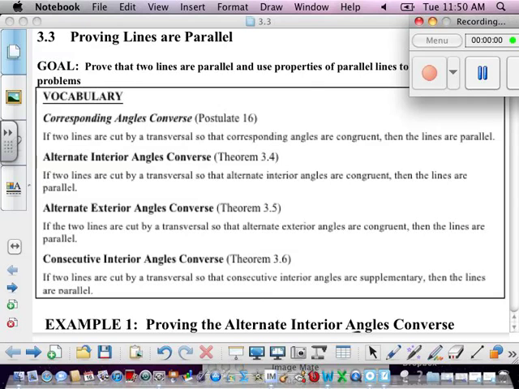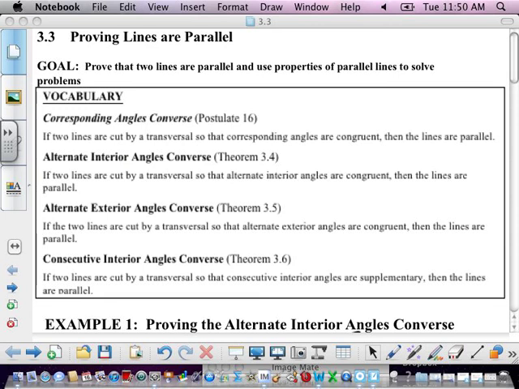Ladies and gentlemen, we're looking at 3.3, proving lines are parallel. Okay. We have corresponding angle converse.